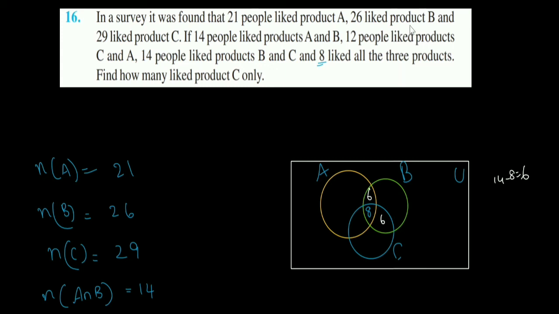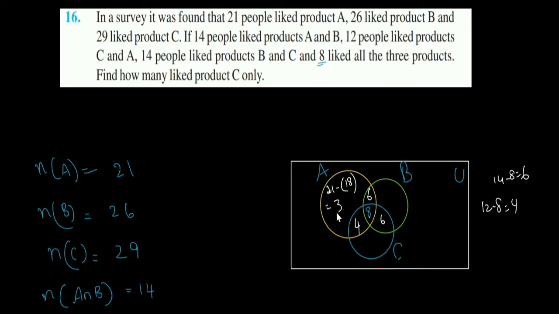A and C. How many like A and C? 12 like A and C. A and C is this region. A and C. 12 we should write. Already 8 is there. So you have to write 12 minus 8, that is 4. You have to write it here. Now the set A. How many are there in the set A? 21. The set A is 21. You should not write here 21. You have to add this and then subtract from 21. 21 minus 8 plus 4, 12 plus 6, 18.